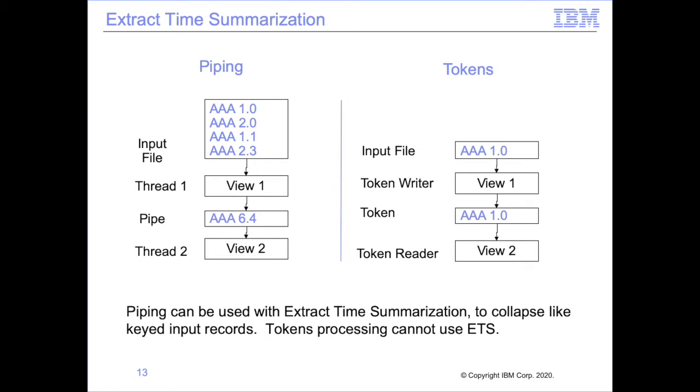In the example on the left, view 1 using extract time summarization collapses 4 records with like sort keys from the input file before writing this single record to the pipe buffer, whereas token processing on the right will pass each individual record to all token reading views. Note that to use extract time summarization with piping, the pipe reading views must process standard extract file format records rather than data written by a WRDT function. Summarization only occurs in CT columns, which are only contained in standard extract record formats.